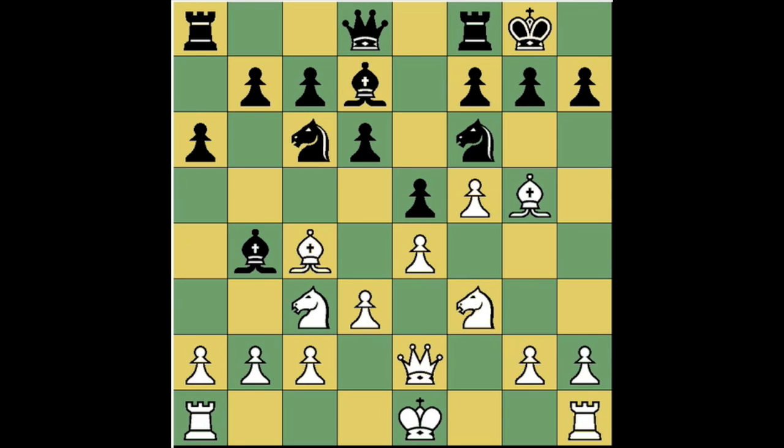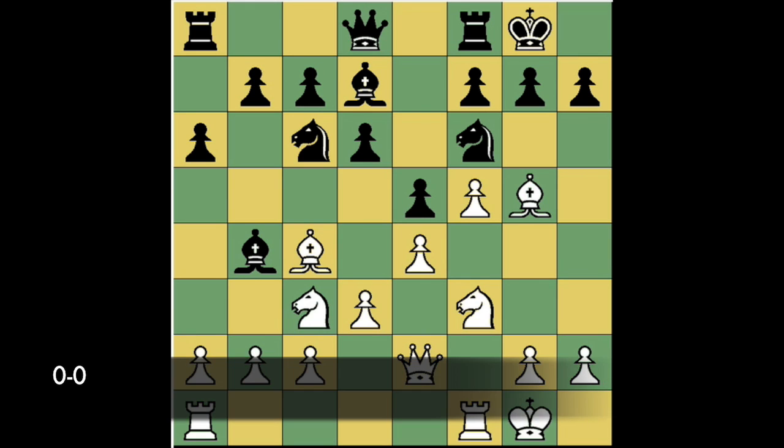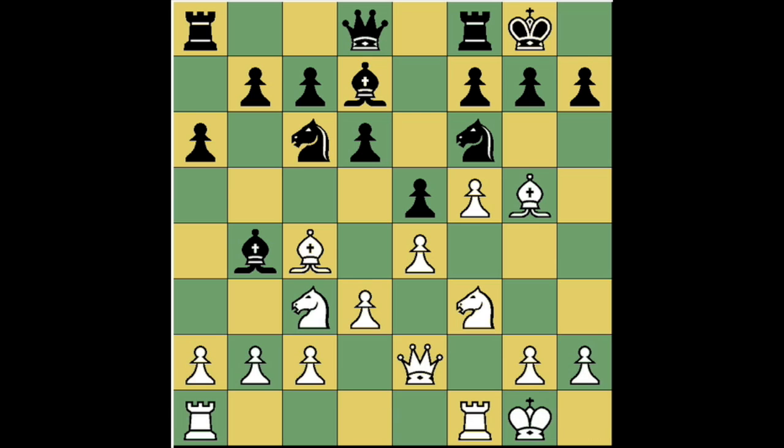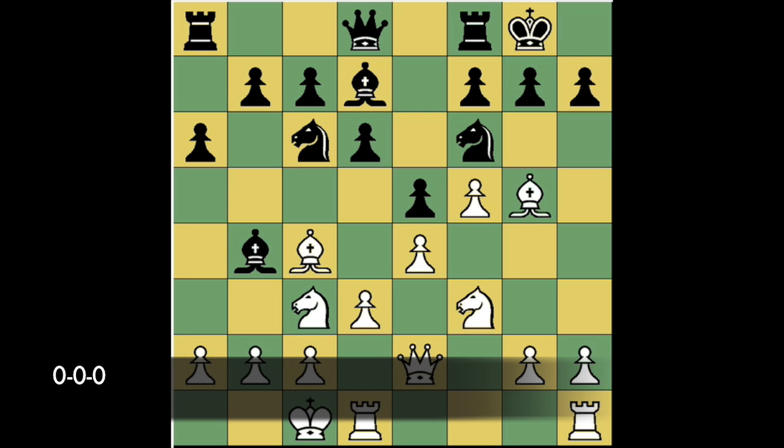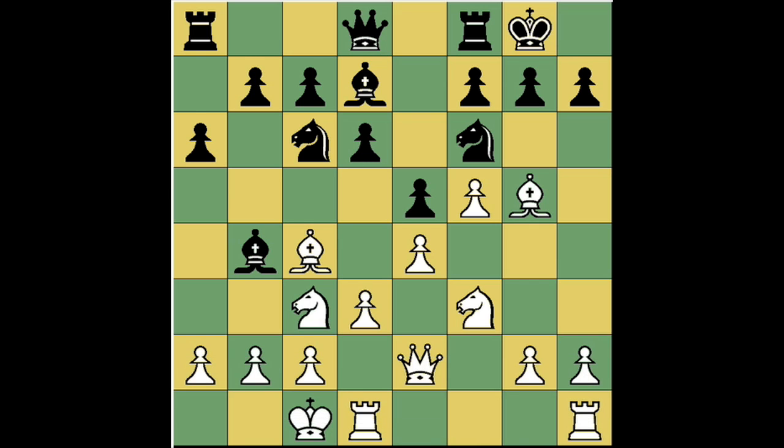Here we have a position where it's white's move, and he could castle to either side. If he decides to castle to the king's side, we record that move as 0-0, and that indicates castling to the king's side or castling short. On the other hand, white may wish to castle to the queen's side, or castle long. And the notation to record that move is 0-0-0.